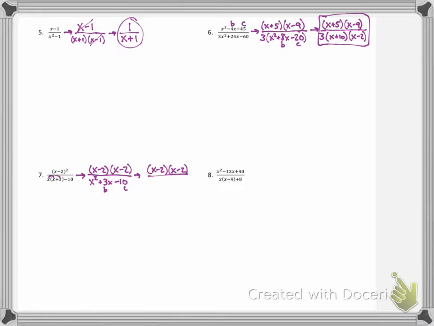Denominator, what multiplies to negative 10 and adds to 3? Positive 5 and negative 2. So now I've properly factored everything apart. I can see all my factors.